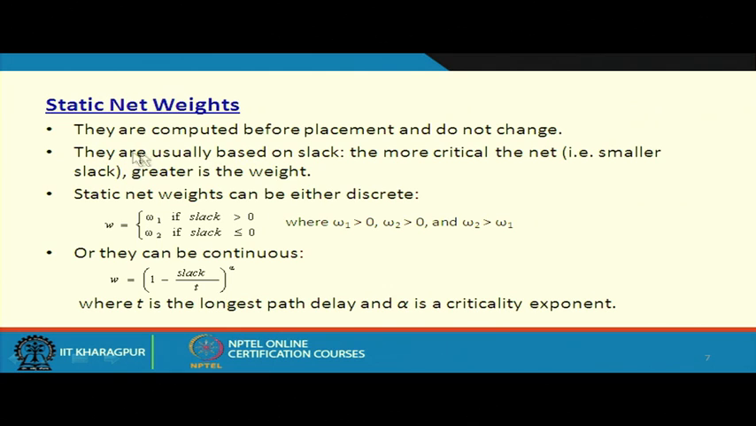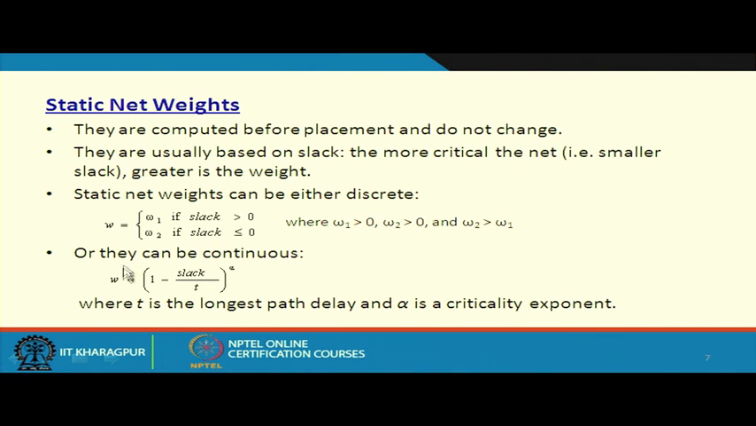And these are basically estimated or calculated based on the slack values that are calculated through static timing analysis. So, the idea is that the more critical the net, that means smaller slack, the weight should be greater. There are two ways that have been proposed. One says that you use discrete values of net weights, two values, omega 1 and omega 2. Just give omega 1 if the corresponding slack is positive, give omega 2 if the slack value is negative. So, omega 1 is usually less than omega 2, which has a higher weight.